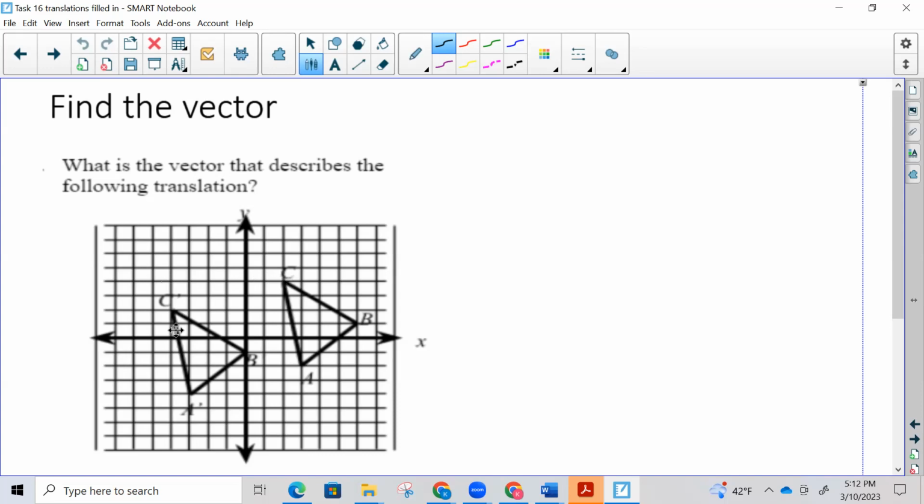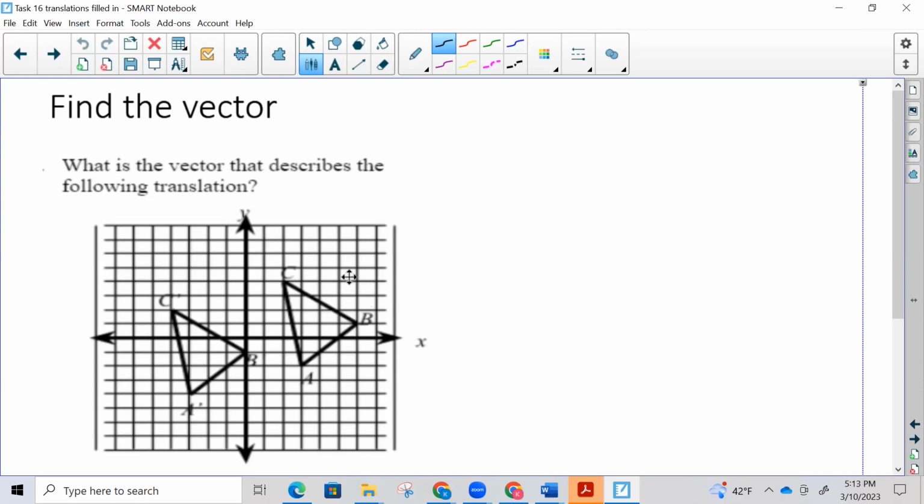So like for C to C prime, I'm moving it this direction, 1, 2, 3, 4, 5, 6, and then down 2. And if I count from B to B prime, it should be the same amount, and from A to A prime. And if that's the case, then it's a translation. Now this problem tells you it's a translation and they just want the vector.